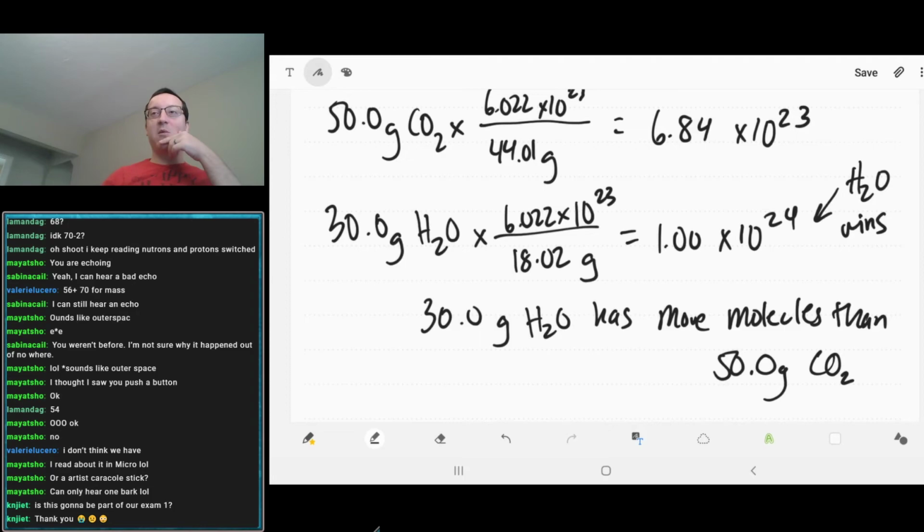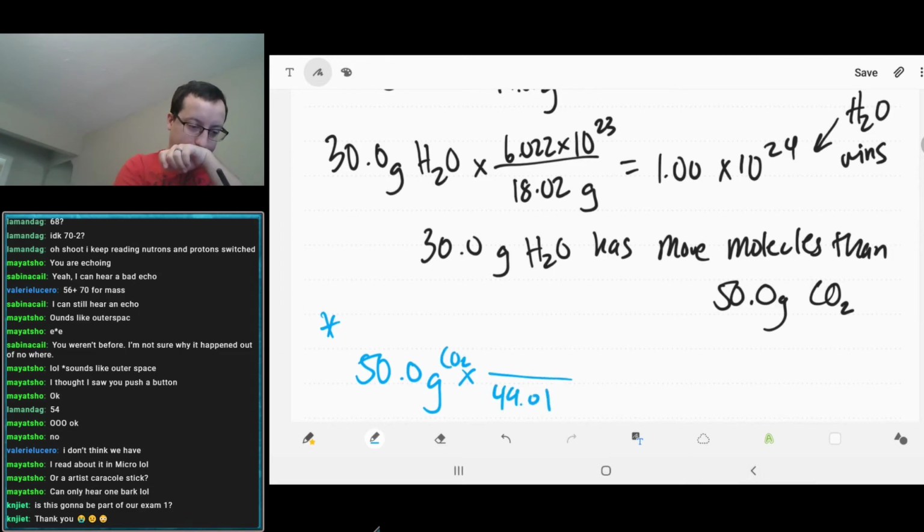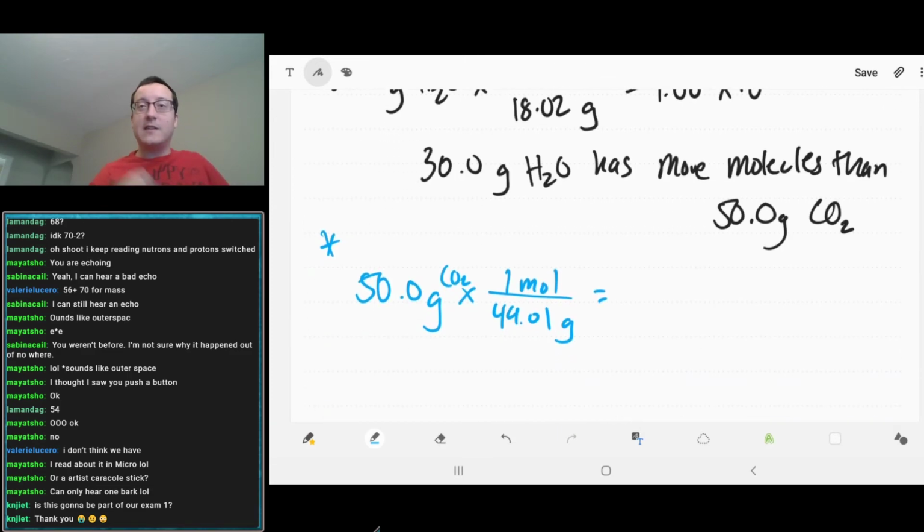There is another way we can approach this problem without using Avogadro's number. We could have instead done 50 grams of carbon dioxide and just converted it to moles. A little bit easier on us in terms of calculation, just because nobody wants to type into their calculator 6.022 times 10 to the 23rd over and over and over, right?